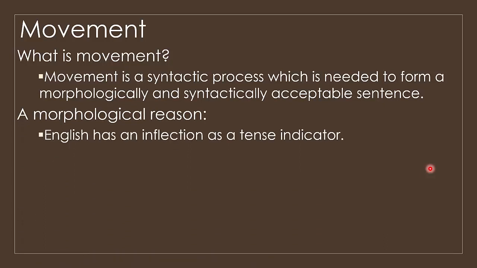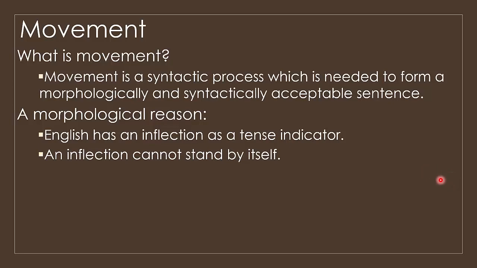Well, in English, every sentence has a tense indicator, and a tense indicator is usually indicated by an inflection. And an inflection is a bound morpheme. It cannot stand by itself, and therefore it needs a verb to be attached to. So the morphological reason is that we have a bound morpheme in English, an inflection, which cannot stand by itself, and it needs a verb to be attached to.